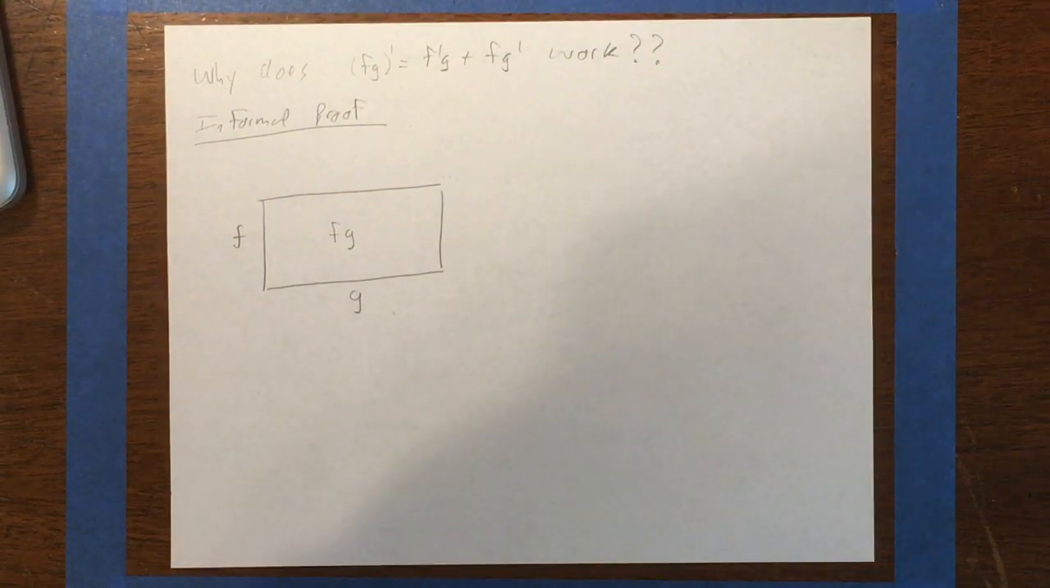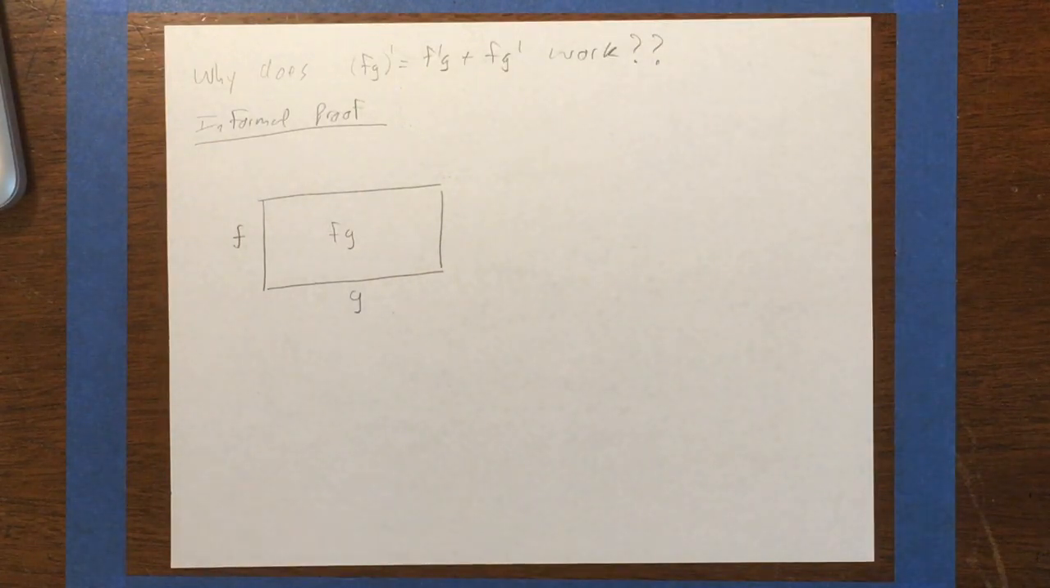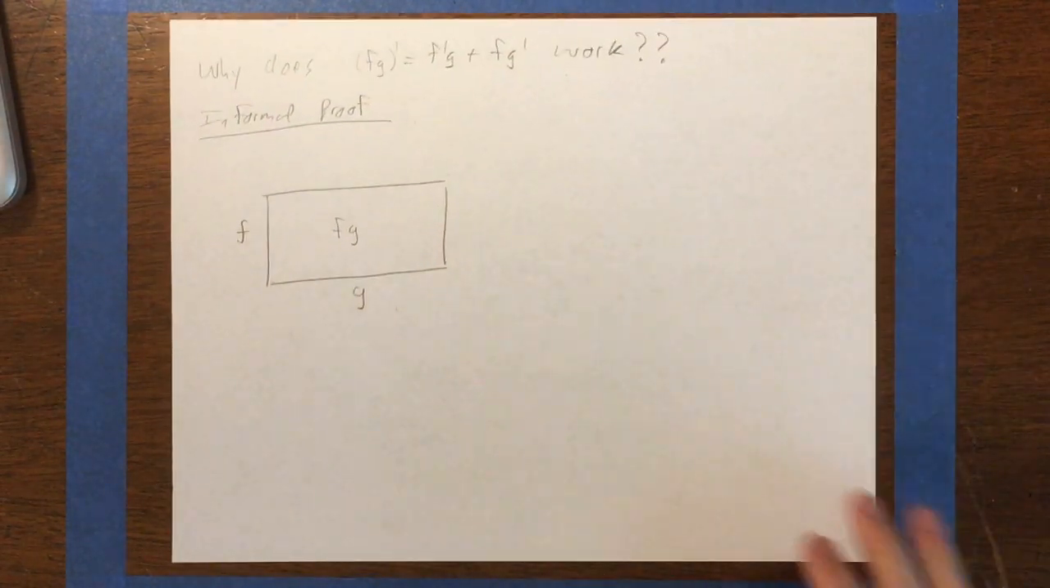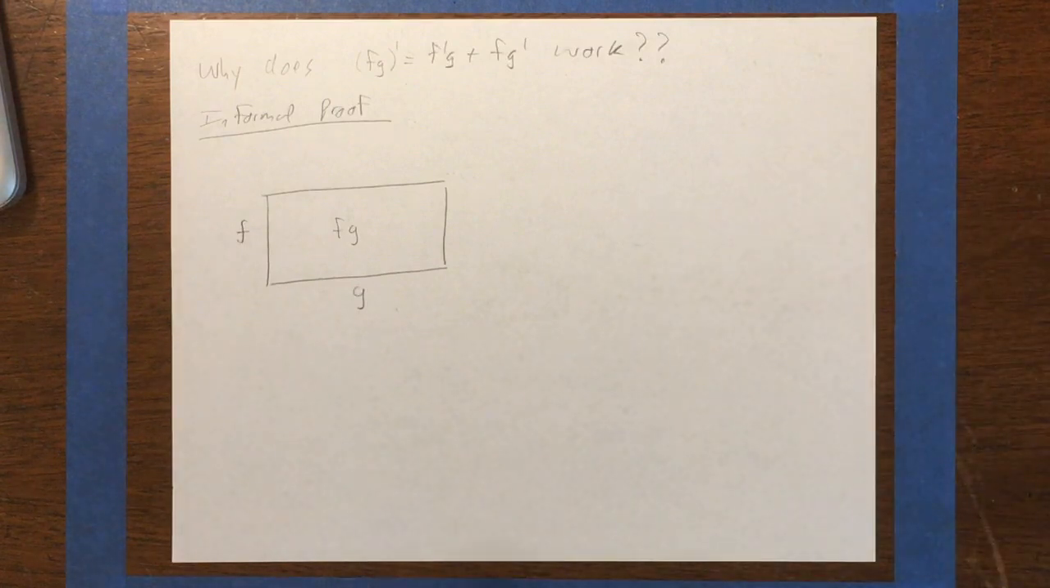All right, so this begs the question, why does this product rule work? Why is it this? Okay, I'm going to give a sort of an informal proof of this, similar to the one that's in the textbook. This is a really classic kind of explanation for the product rule, and it relies on some geometry.